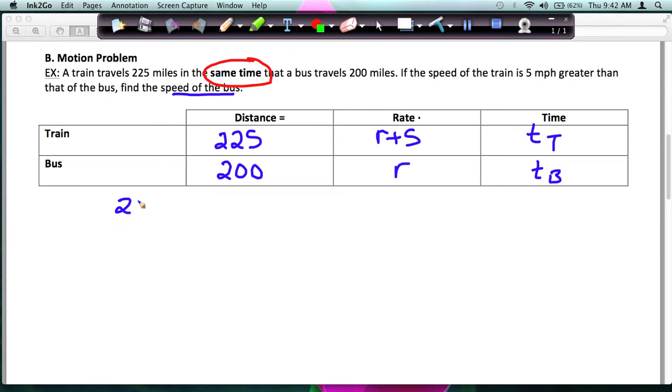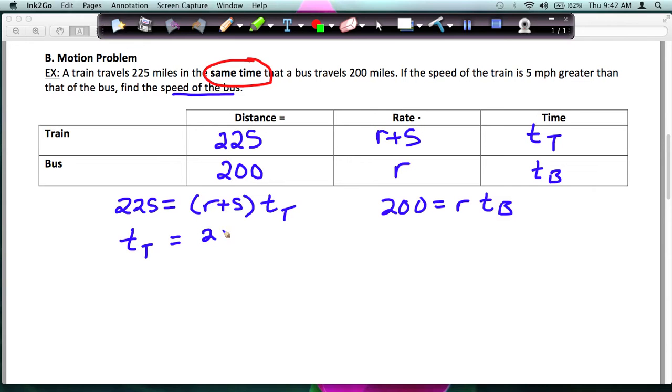Okay, so let's set up our two equations. Distance equals rate times time. And this one, distance equals rate times time. And I'm going to solve for time. So over here, I'm going to get the time of the train is 225 divided by r plus 5. Over here, the time of the bus, I'm going to divide by r, so I get 200 divided by r.